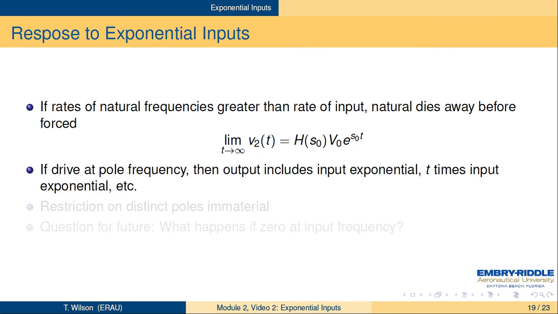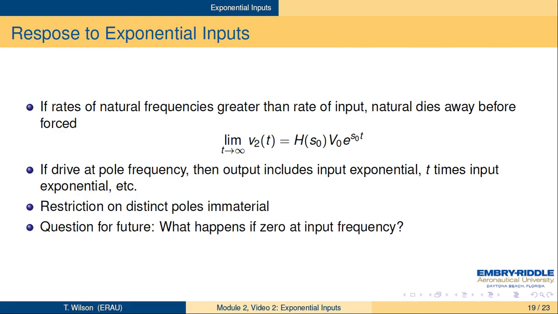If your input frequency is a pole frequency, then you can't use the system function concept. You can't say H of s naught anymore, because you're going to have your exponential input, and you're going to have t times the exponential input, etc., up to the number of poles you have there. And it turned out that the restriction on distinct poles didn't matter, because if you had repeated poles, then you would just have pole frequency exponential, t, pole frequency exponential, etc. Something to think about, we'll come back to in a video in the near future discussing poles and zeros, is what happens if your input's at a zero, at the frequency of a zero. What's H of s naught when s naught is a zero?